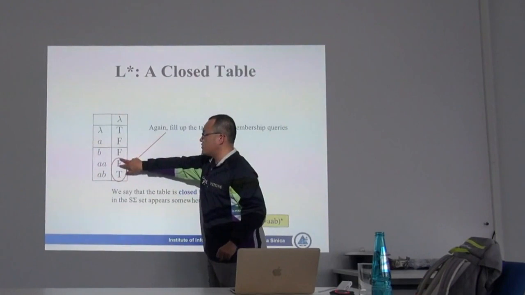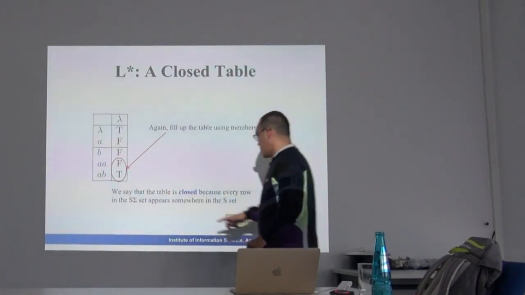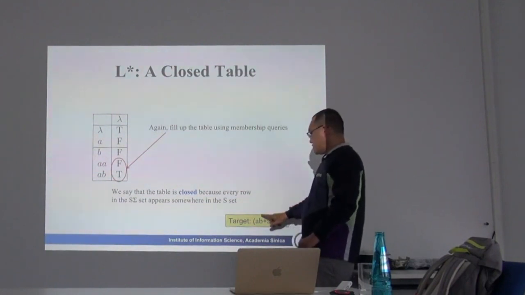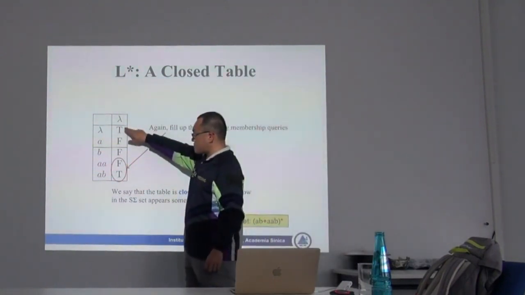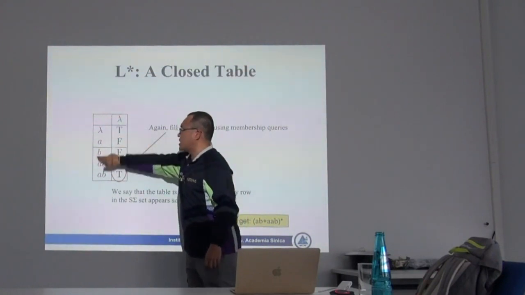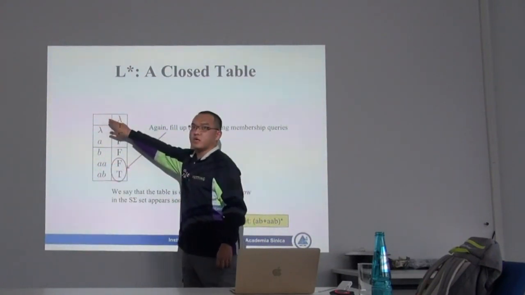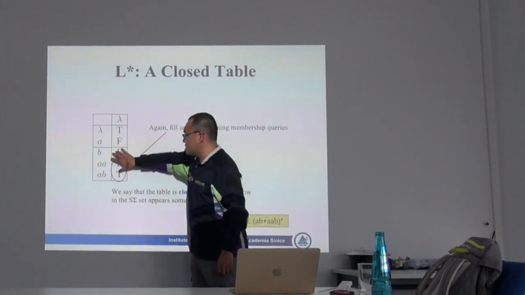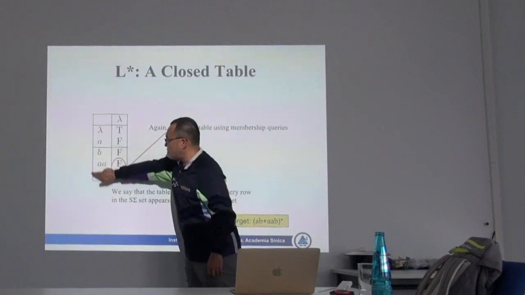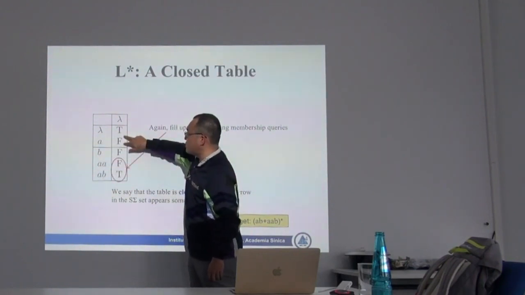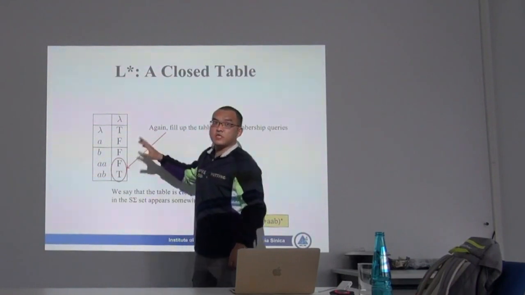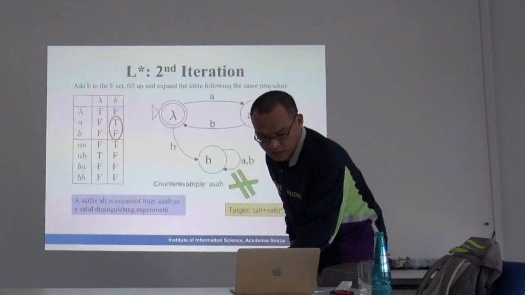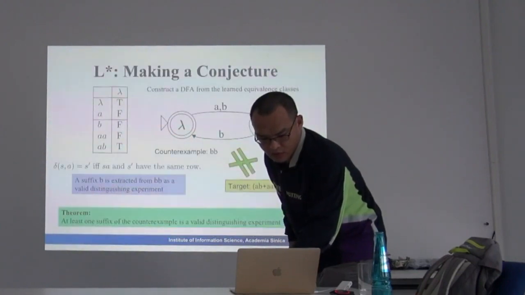Also, we fill in the table by posing membership queries. AA is not in the language, but AB is in the language. So now it's good. In this case, we call the table closed because all the rows belong to this part. They have an equivalent row here. So from this closed table, I can construct an automaton in this way.